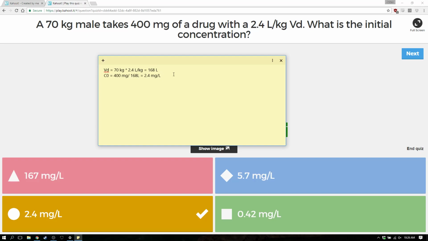So you can make up your own practice equations. You can try this out. You can just keep that relationship in mind: C0 equals dose over VD. And if you have the weight of the patient and the VD is listed as certain liters per kilogram, you have to multiply that out first. Make sure you get the right answer.